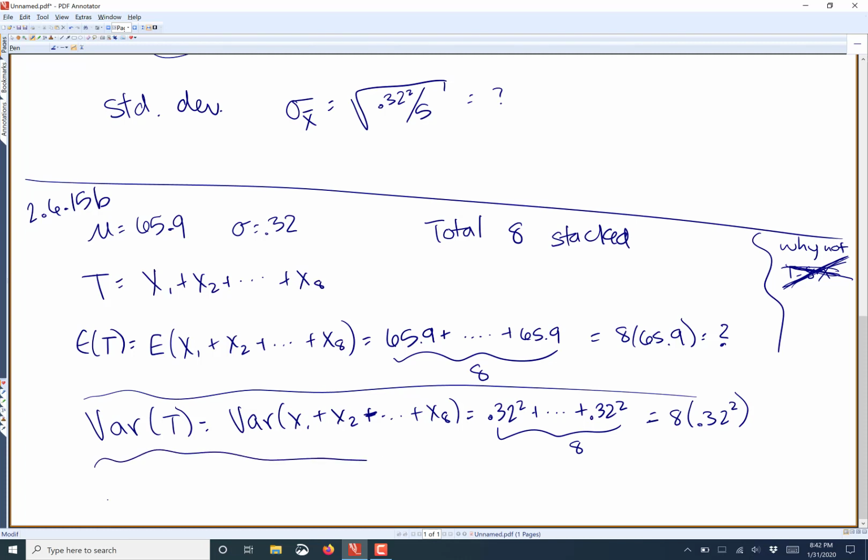Now you can do the standard deviation. So the standard deviation for t is just the square root of that. So square root of 8 times 0.32 squared gives you, as the textbook said, square root of 8 times 0.32, if you were wondering how they came up with their answer. And again, put that in your calculator, and there you go.